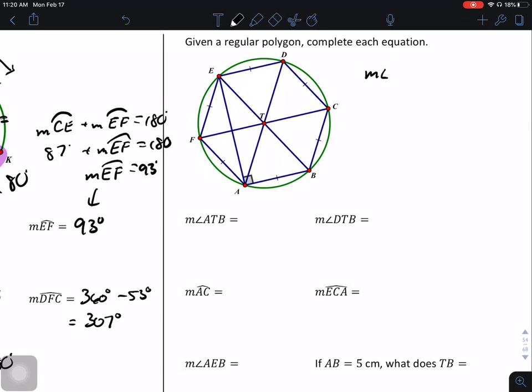The measure of a central angle, so like angle DTC, is going to be 360 divided by the number of sides. There are 6 sides because it's a hexagon. And that's going to make each of these angles 60 degrees. So this is 60, and this is 60, and this is 60, and this is 60, and this is 60, and this is 60. They're all 60. Which makes the measure of each of these arcs 60 as well.